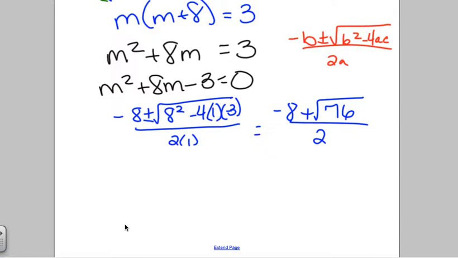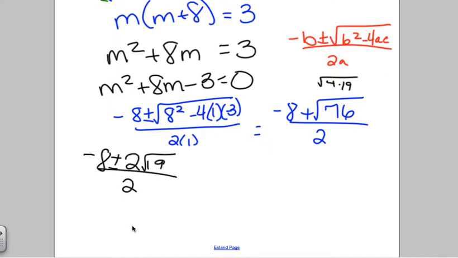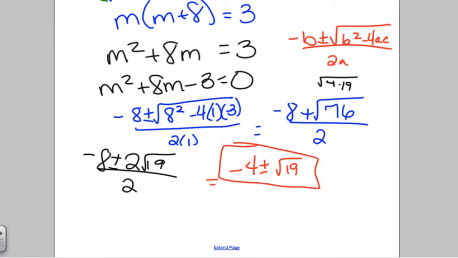Now 76 is divisible by 4, so I'm going to simplify the square root of 76, that's 4 times 19, to be 2 square roots of 19 over 2. Now notice here each one of these can be reduced by a factor of 2. So I'm going to have negative 4 plus or minus square root of 19. And that's it. That's my answers. Okay.